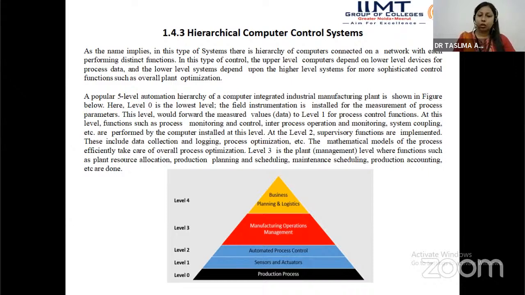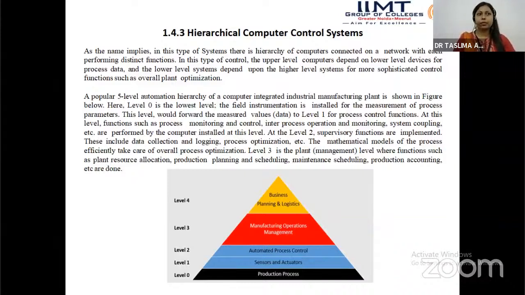Therefore, level 0 is connected with level 1. Without level 0 we cannot go to level 1. Then level 1 is connected with level 2. Without that level we cannot go to the above system, and the rules and regulations are maintained from level 4. Therefore that is the main classification of computerized process control, and its importance we are seeing here.